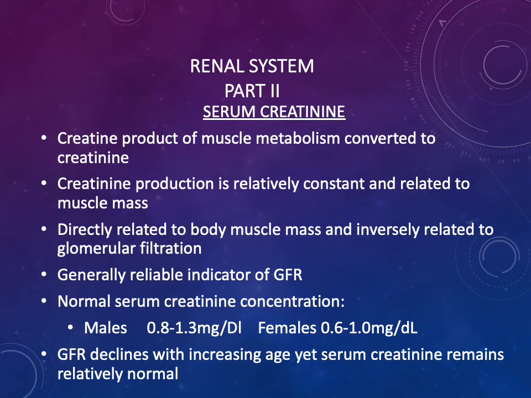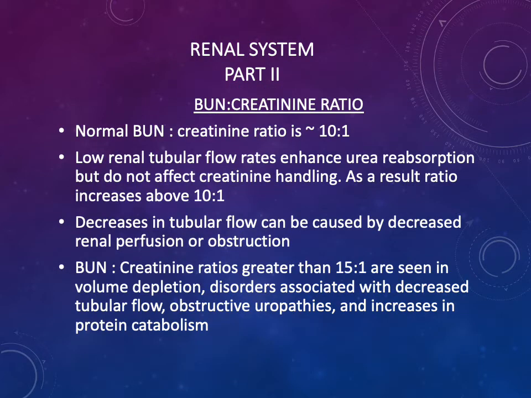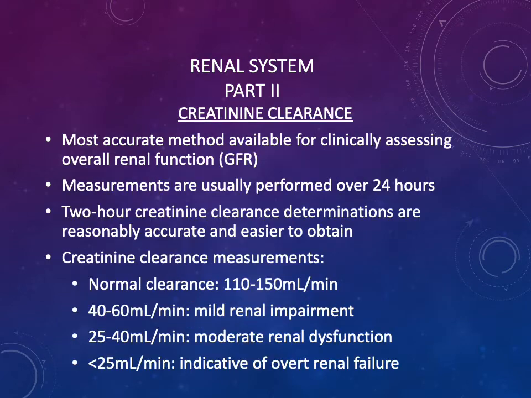Large meat meals, Tagamet, and ketoacidosis increase serum levels without a change in GFR. A BUN to creatinine ratio greater than 15 to 1 is generally seen with volume depletion, decreased tubular flow, obstructive uropathies, and increases in protein catabolism. Just remember this slide right here with those values on it.